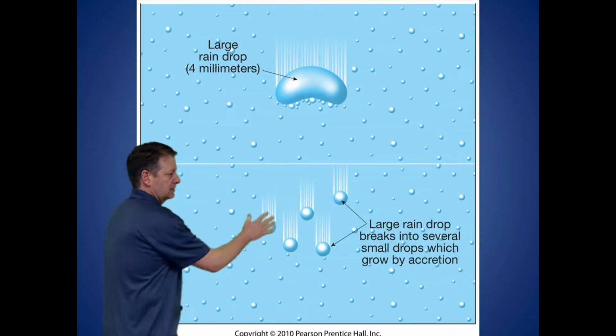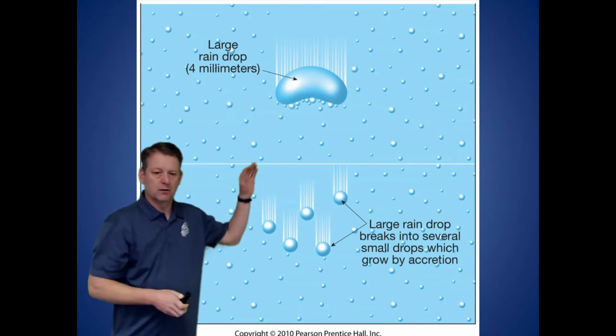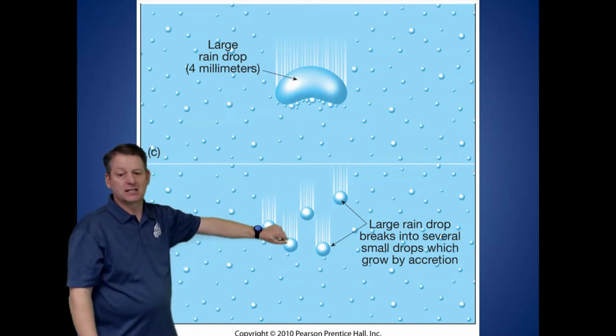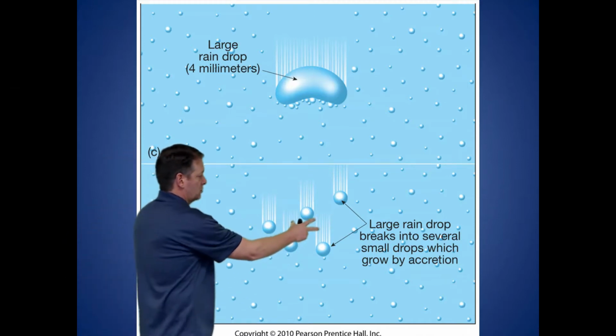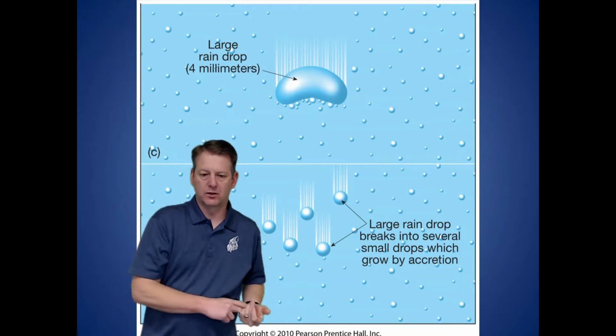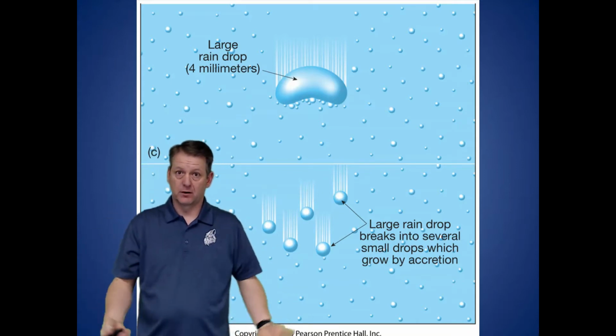You can see as we're coming through here, it's falling down, it's getting bigger and bigger and bigger. It's still coalescing, but then it bursts and breaks into smaller drops. These smaller drops will collide into other ones, and they'll coalesce with all these other little droplets, and they'll form bigger and bigger raindrops.